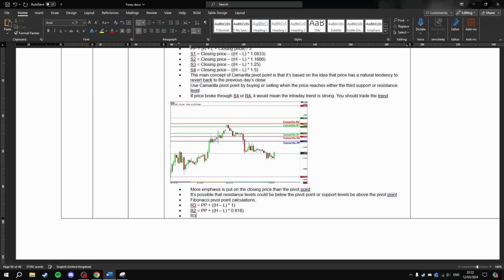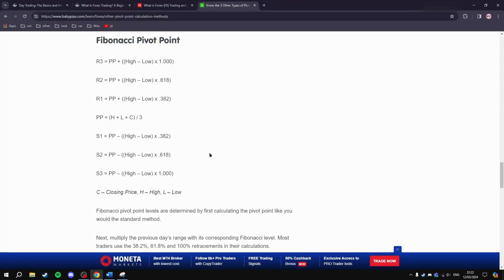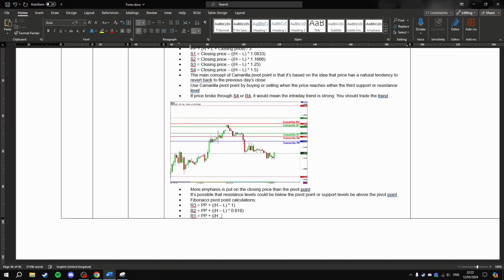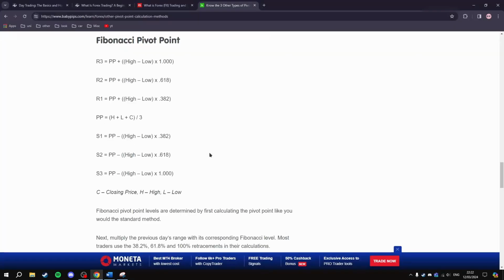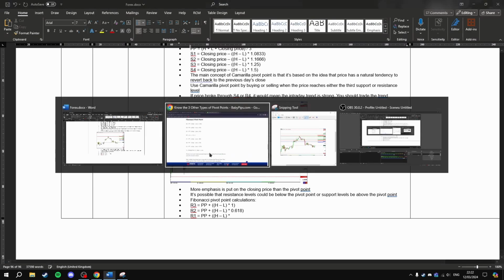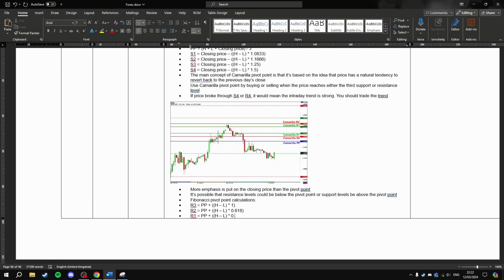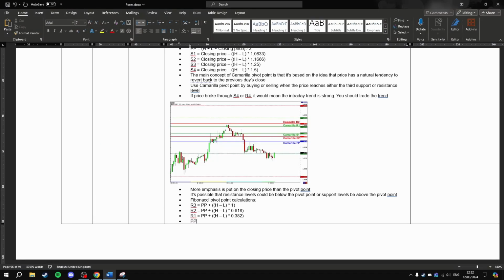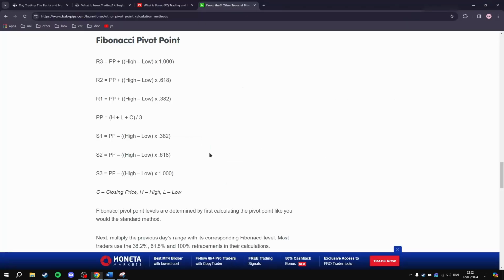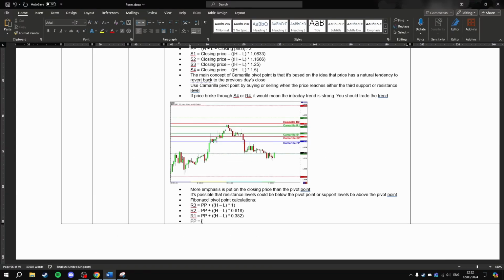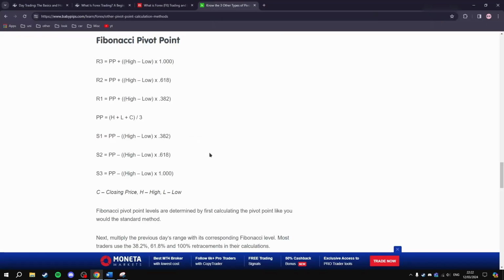PP. R1 is equal to PP plus high minus low times by 0.382. PP is equal to high plus low plus closing price divided by 3, so pretty normal.